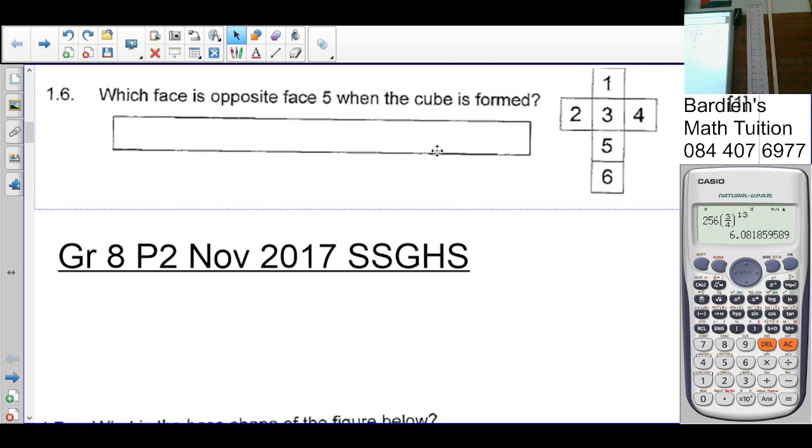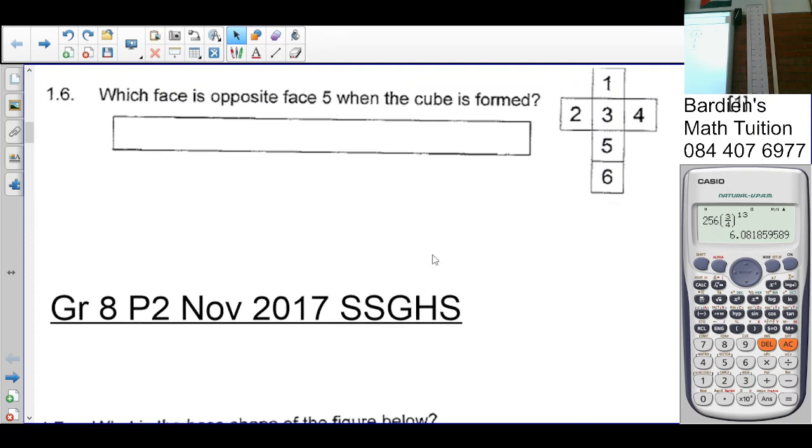Okay, so they want to know which face is opposite the 5. 1 is opposite the 5, absolutely. There's the 5. This is the base. That will be sides. So opposite this will be the 1.